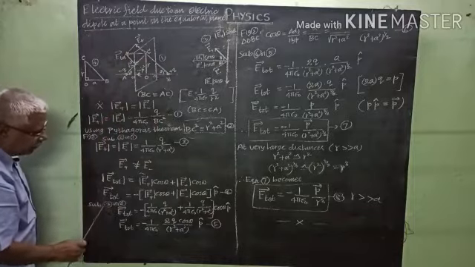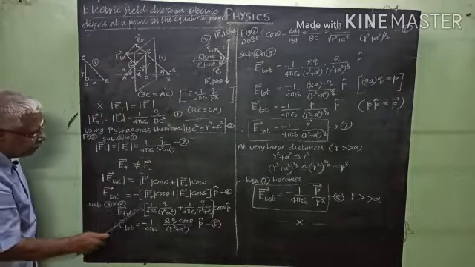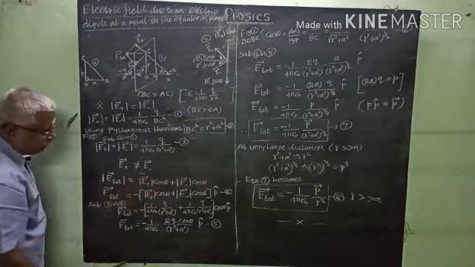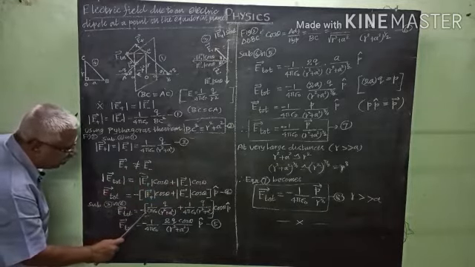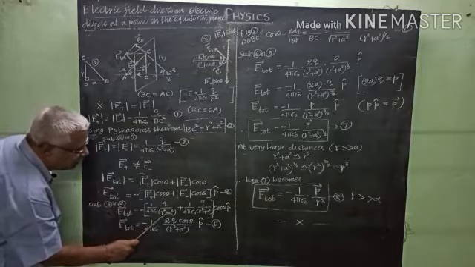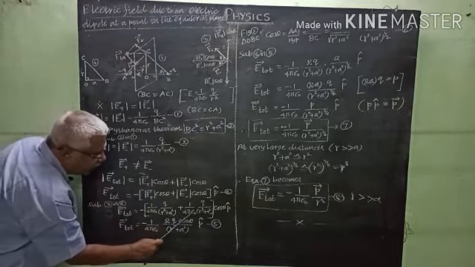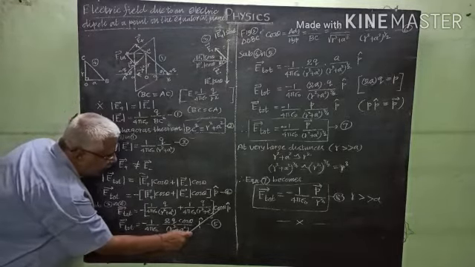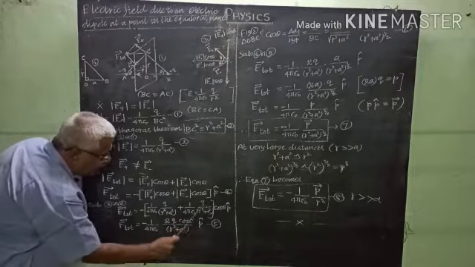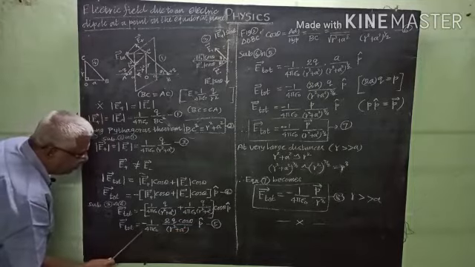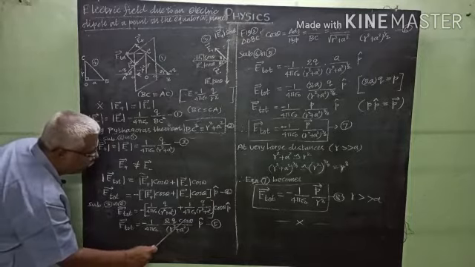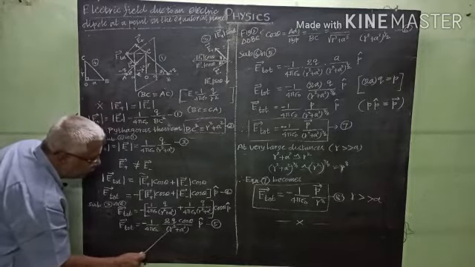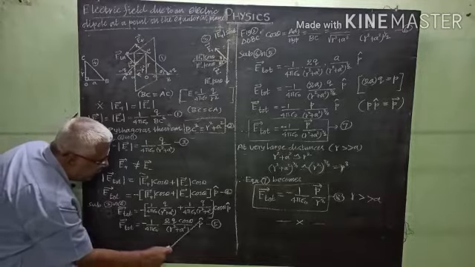Now substituting 3 in 4, we write E total vector equal to minus 1 by 4 pi epsilon naught Q by r square plus a square plus 1 by 4 pi epsilon naught Q by r square plus a square, into cos theta p cap. Adding these two, E total vector equal to minus 1 by 4 pi epsilon naught 2Q cos theta by r square plus a square into p cap.